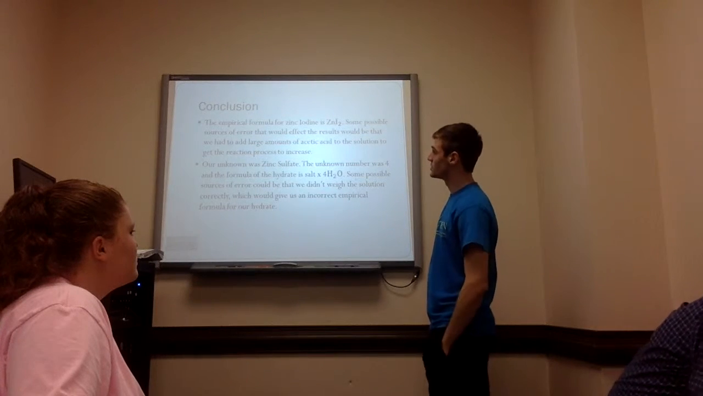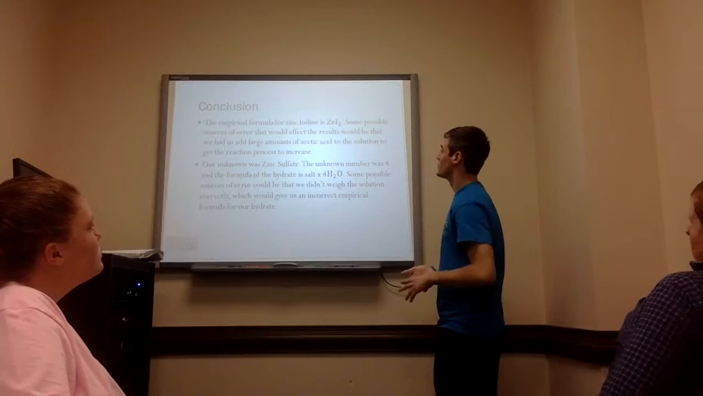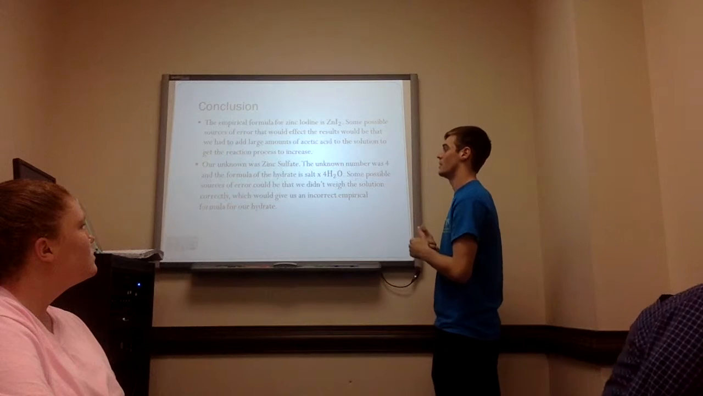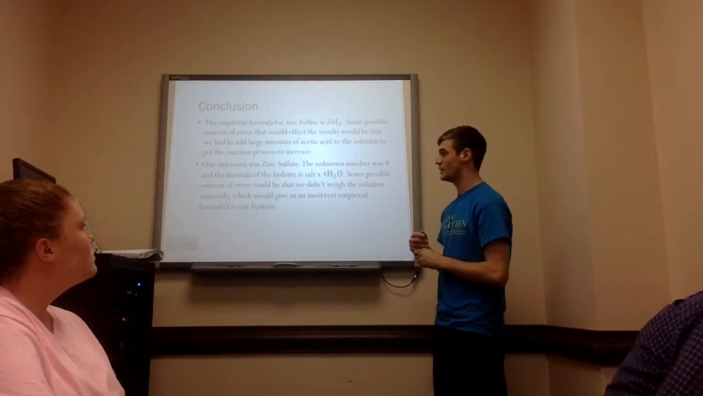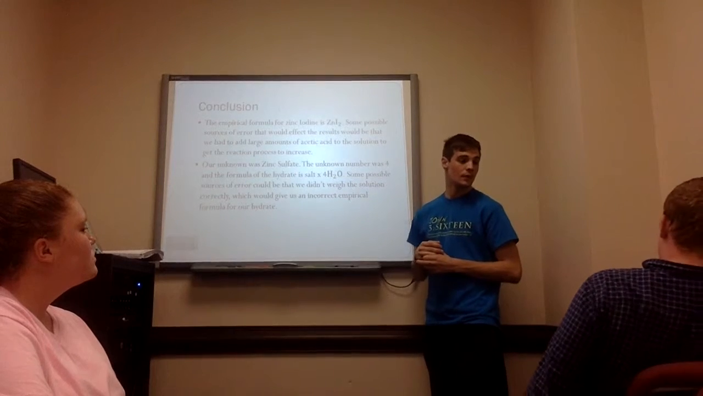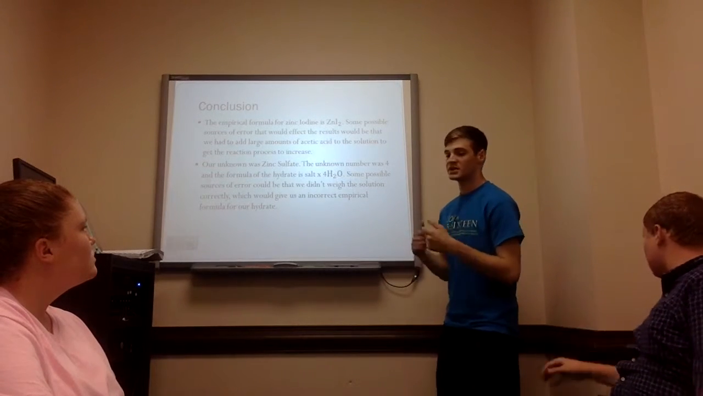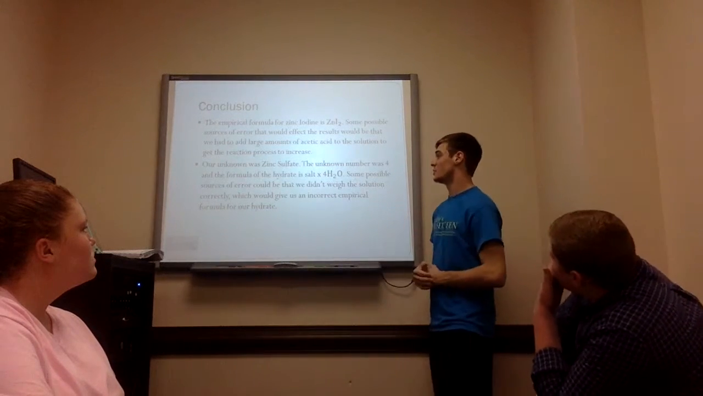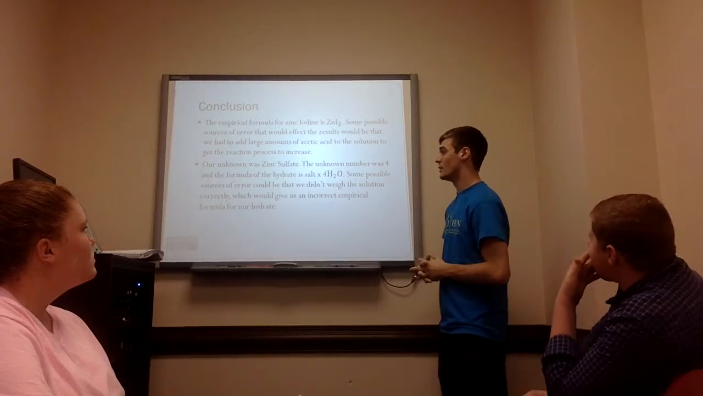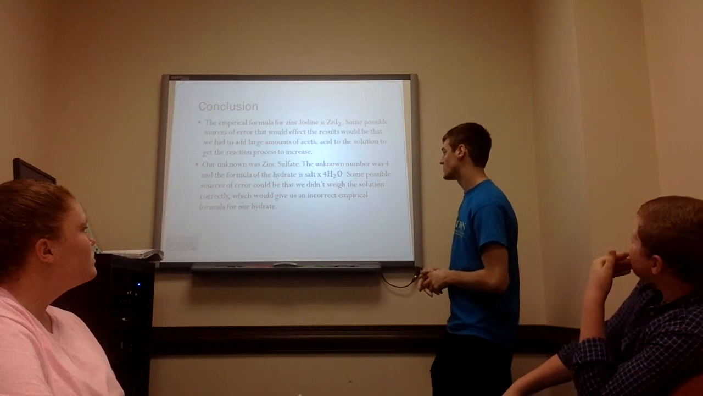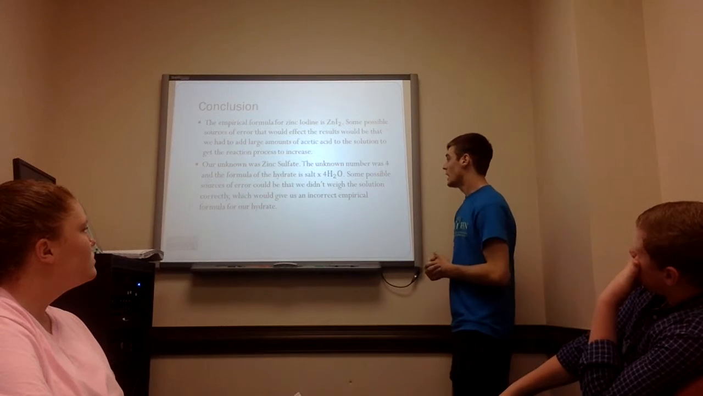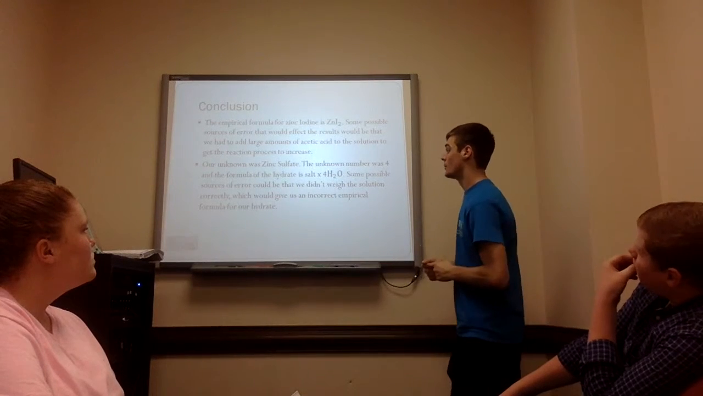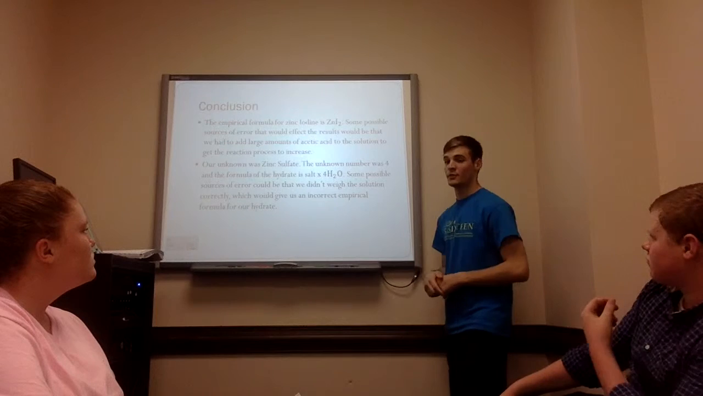And some possible sources of error that would have affected the results would be that we added a large amount of acetic acid to the solution. Was that where you all put a bunch more in there because the reaction was taking too long? Correct. We tried to speed up the reaction process. And then our unknown was zinc sulfate, and the unknown number was 4, and the formula of the hydrate is salt times 4 molecules of H2O. And some possible sources of error could be that we didn't weigh the solution correctly, which would give us an incorrect empirical formula for our hydrate.